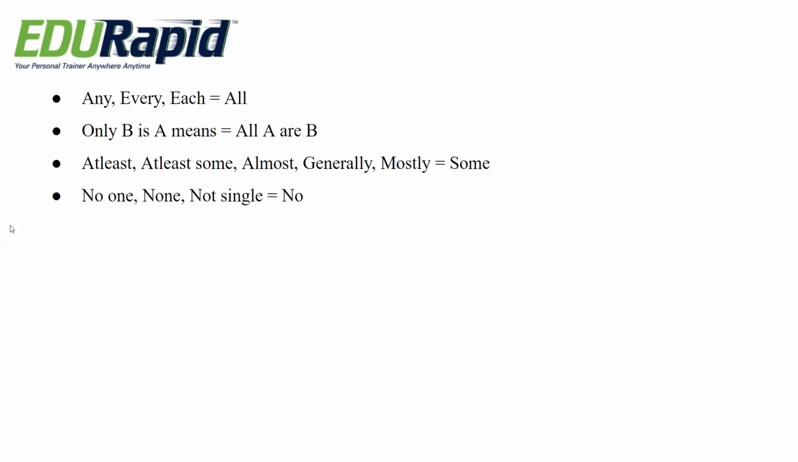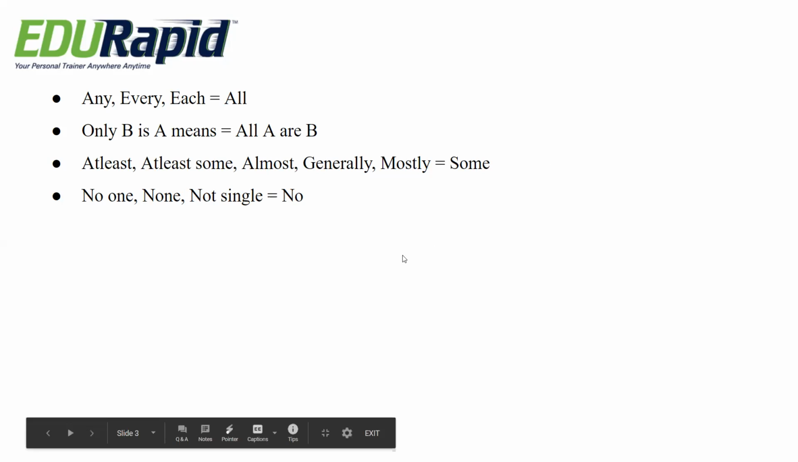Next one, no one, none, not single. That means all these terms are related to no. Instead of no A is B, they may ask no one A is B, or none A is B, or not single A is B. All these terms are related to no. So please note down all these terms.